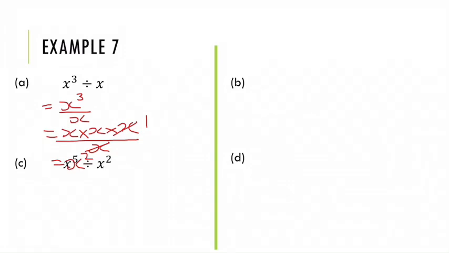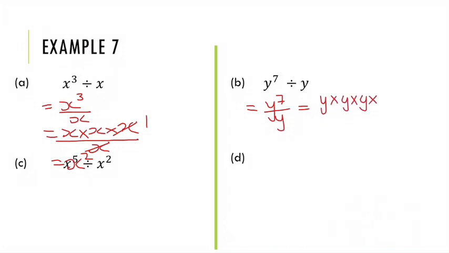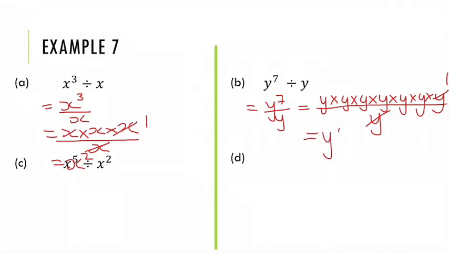In part B, I've got y to the power of 7 divided by y. So this is the same as y to the power of 7 over y. Now if I had to write this out in full, that would be y times y times y times y times y times y times y, all over y. The y divided by y would leave me with 1, which means I'm left with y to the power of 6.